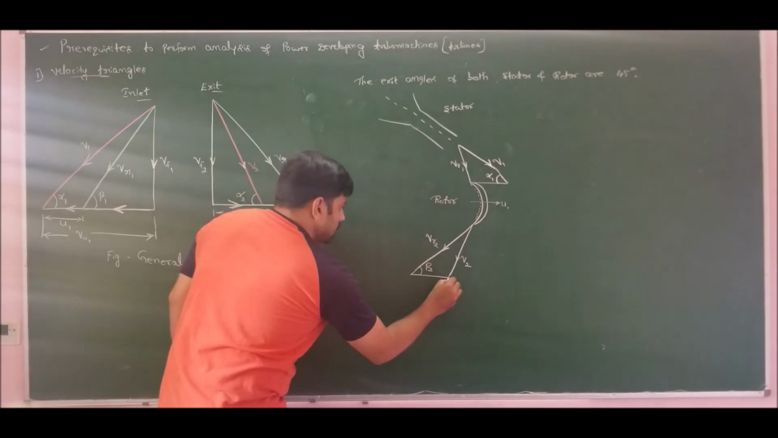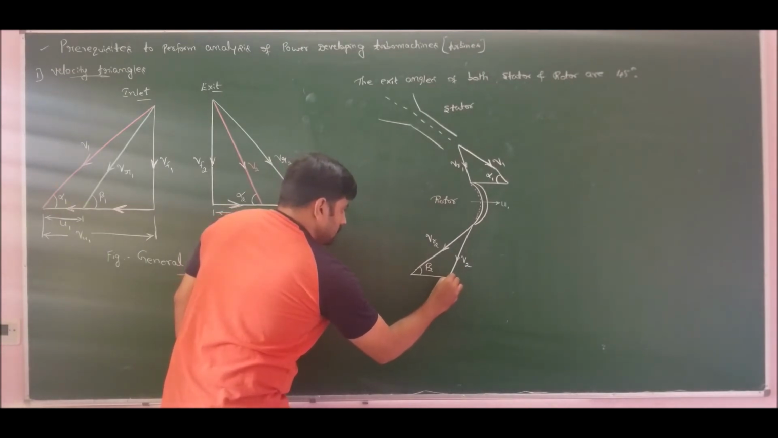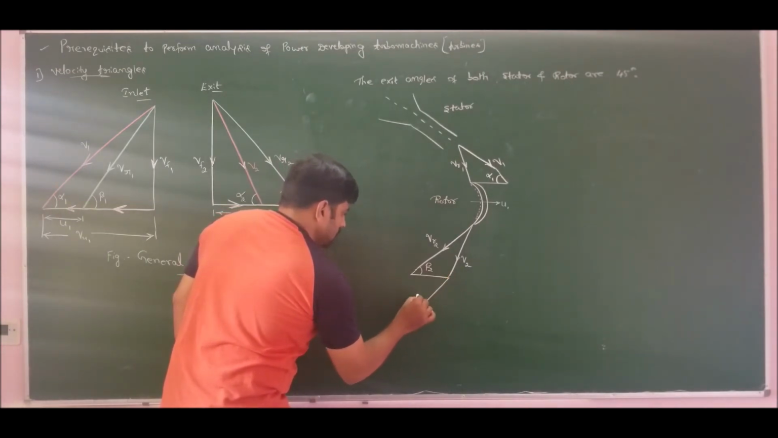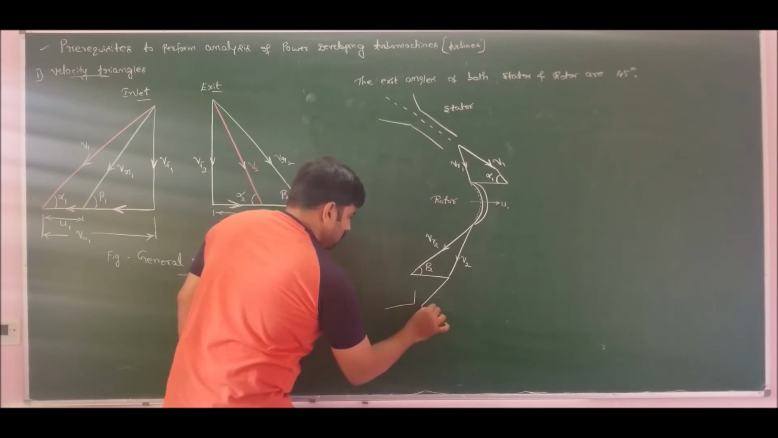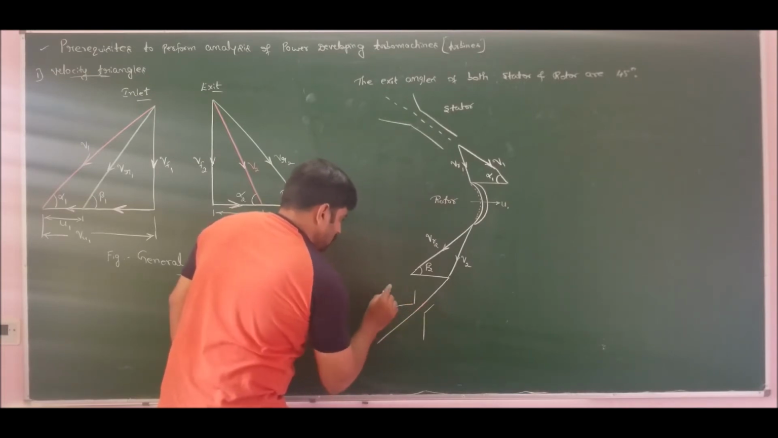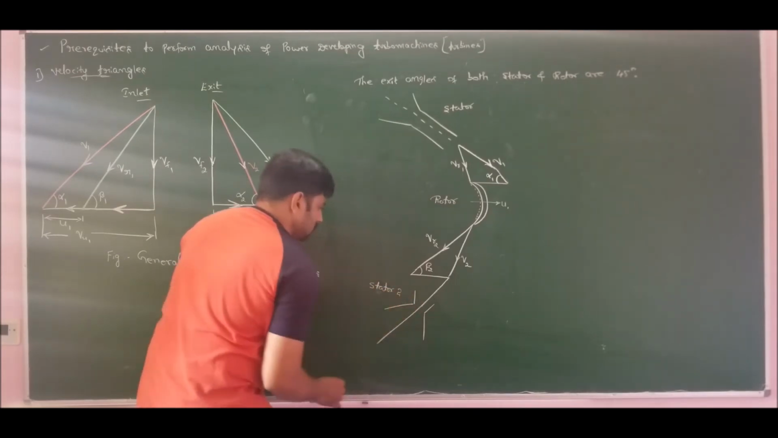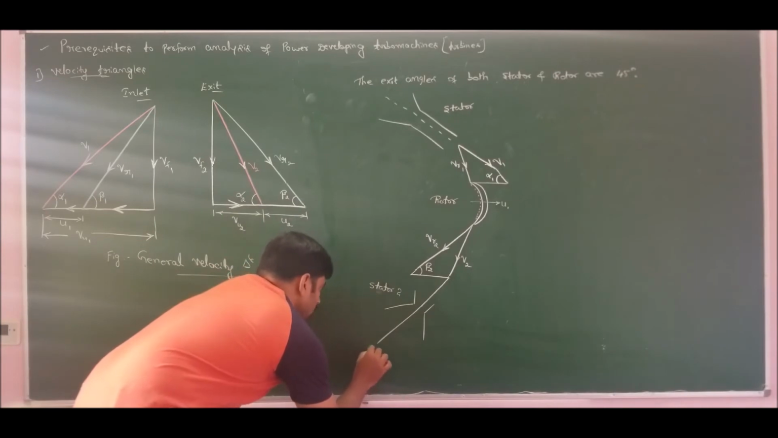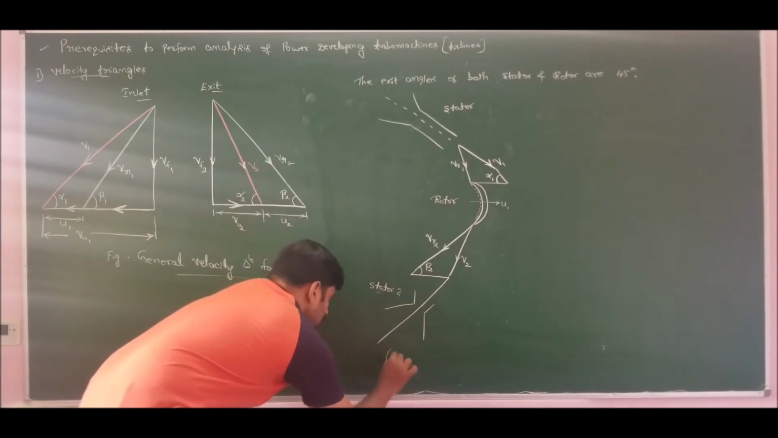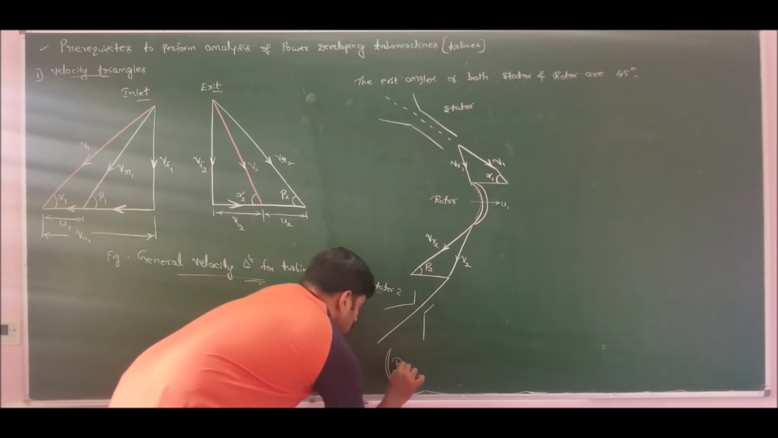So now this is the stator and this is the rotor, and this exit velocity V2 will be fed into stage 2, in which we have the stator for stage 2, which flows over the rotor of stage 2.